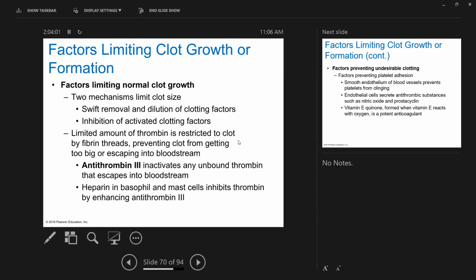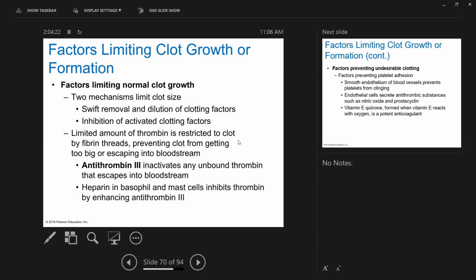Now, we don't want our clots to get too big. We don't want to see what we saw yesterday in lab. Yeah. That was an unfortunate circumstance for the individual that had that clot. So, a lot of things are going on here. Blood is still moving.